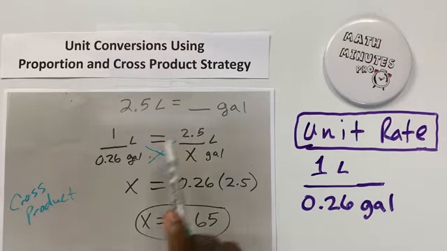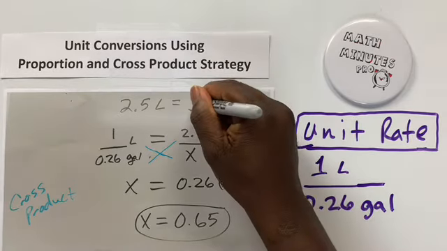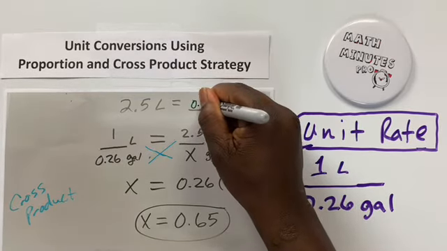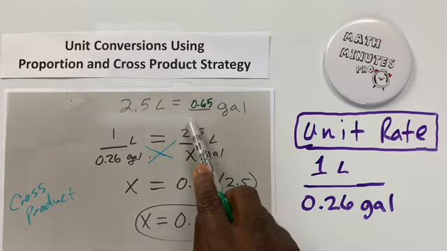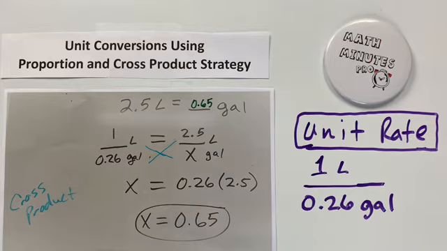0.26 times 2.5. We write 0.26 times 2.5. So we bring down the X, bring down the equal sign. When you multiply these two decimals, X is equal to 0.65. So then I write our answer in here, 0.65, okay? All right, very good. So what this means is 2.5 liters equals 0.65 gallons.